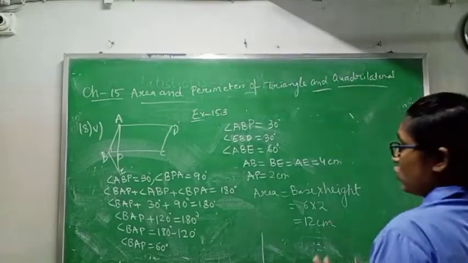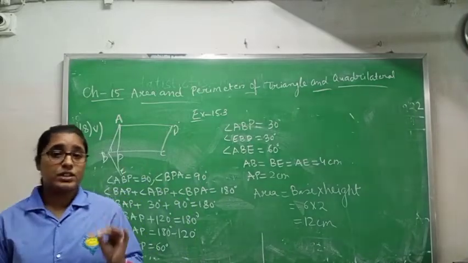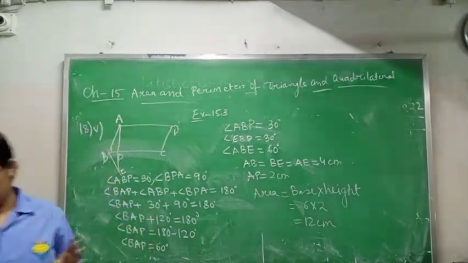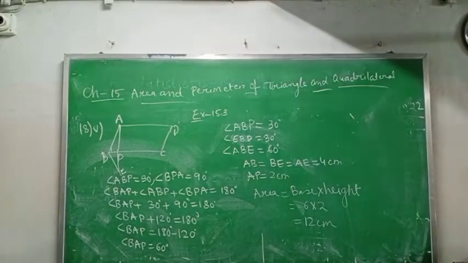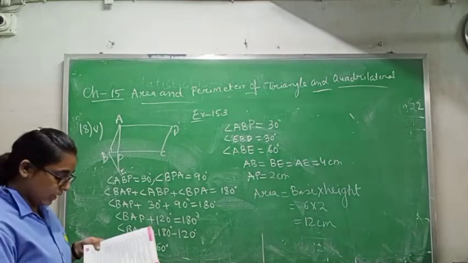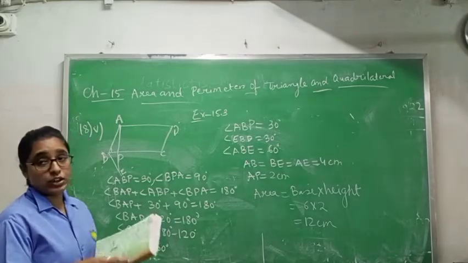Class 9, question number 18.5, it is a little bit complicated. Please concentrate properly. Okay. In parallelogram ABCD, AB equals 4 cm, BC equals 6 cm, angle ABC equals 30 degree. Find the area of the field in the shape of parallelogram ABCD.